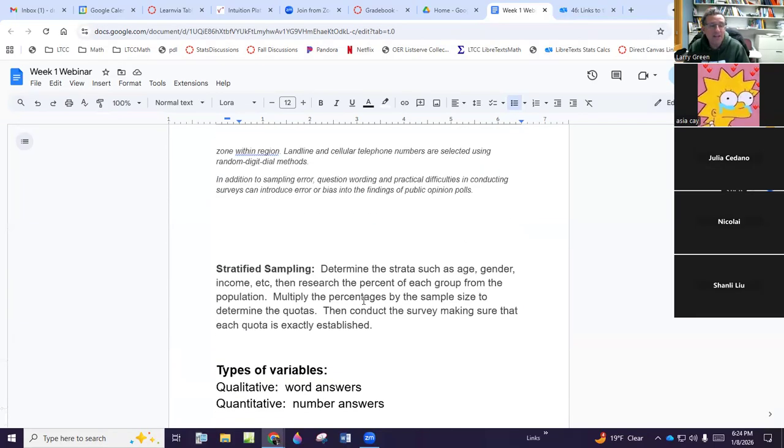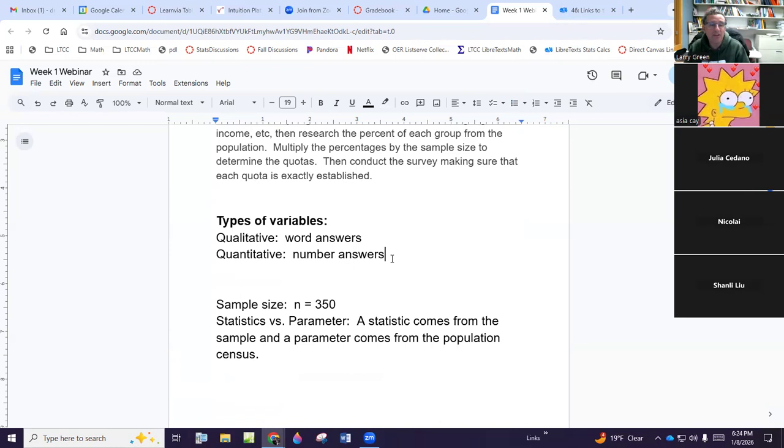Okay, and then there's quantitative. Quantitative are number answers. That would be like, how old are you? If I ask you how old are you, you're not going to say, I'm very old. No, I hope not. You're going to say, I'm 42 or I'm 18. You're going to give a number. Does that make sense? So if the answer to the survey question is a number, then it's called a quantitative variable. Any questions on that?